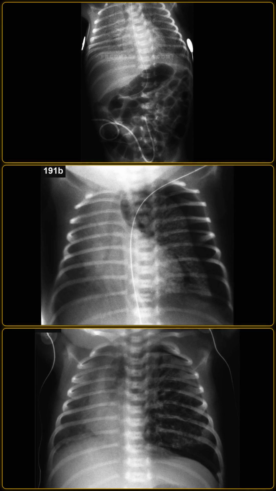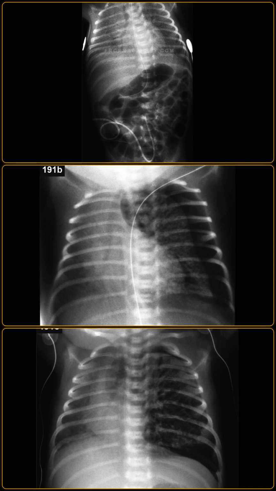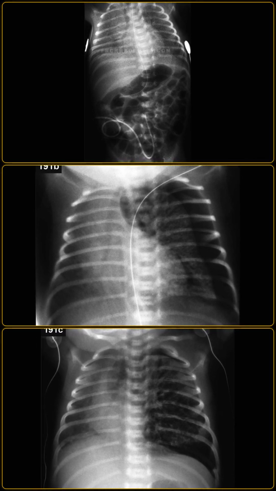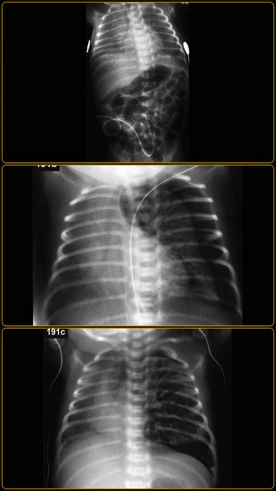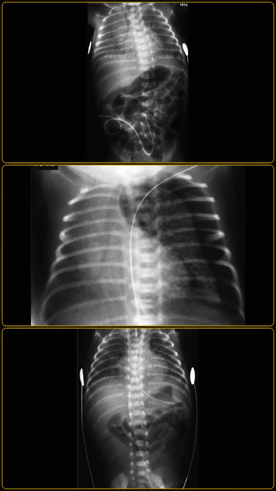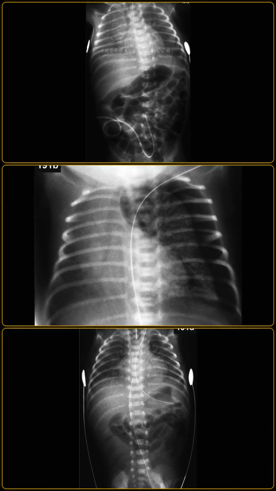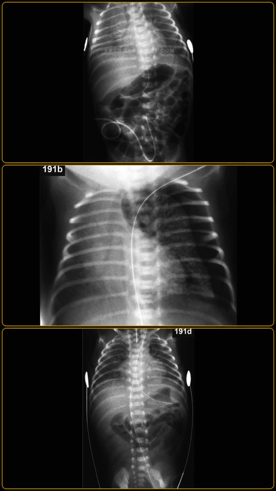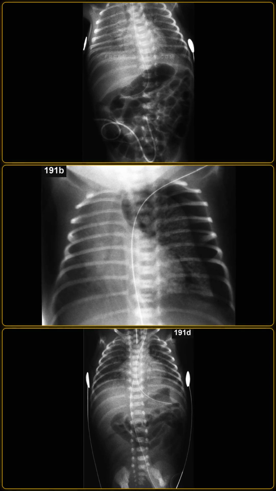Well, as a radiologist, I would recommend comparing these radiographs with prior films to evaluate the progression of the reticulogranular pattern and detect early complications of positive pressure ventilation. I would suggest checking the placement of all tubes and catheters on every film, ensuring the umbilical vein catheter tip lies at the junction of the inferior vena cava and right atrium.